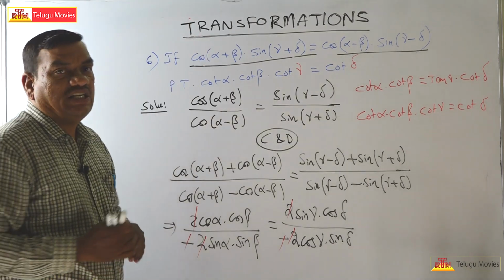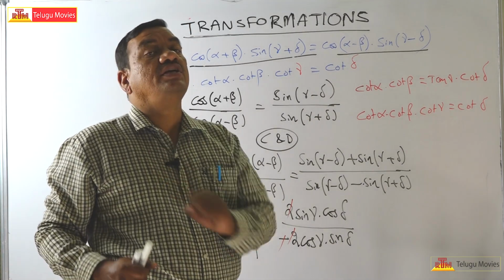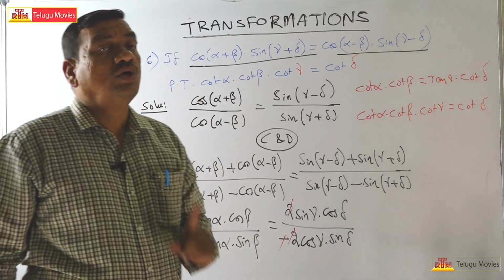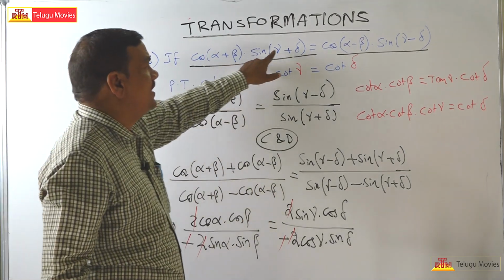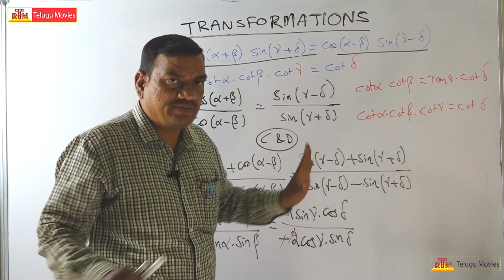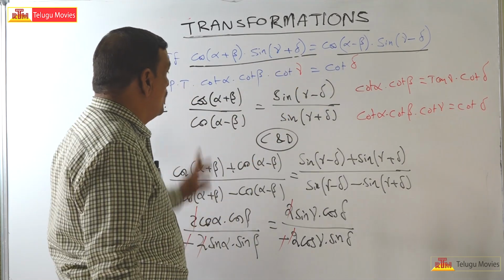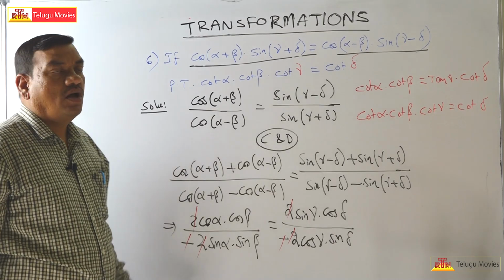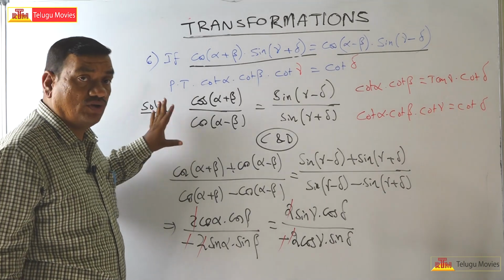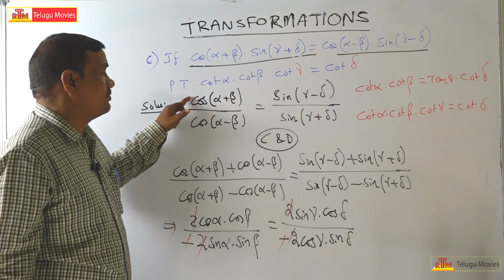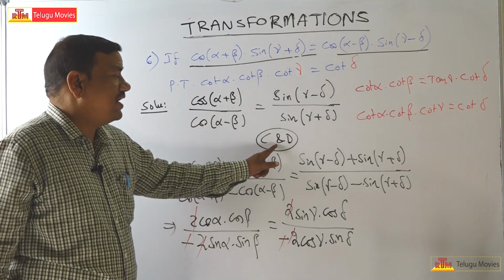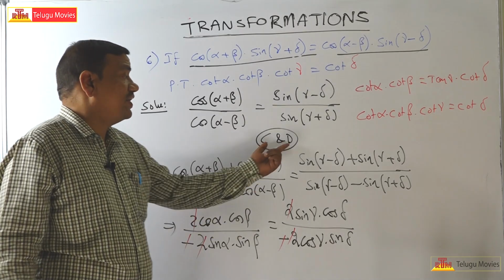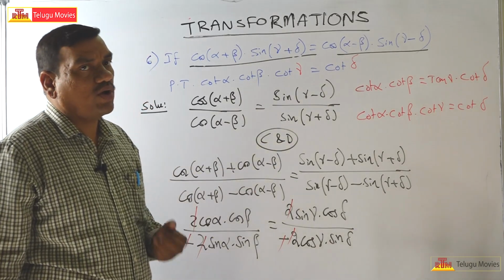Why I am explaining this problem is, the first thing you have to remember is, don't expand cos of a plus b, sin of a plus b. Don't expand. The first thing is that you have to get an idea like this. After knowing this, here also don't expand cos of a plus b, cos of a minus b. Now you have to get componendo and dividendo. If you get that idea, componendo and dividendo, the problem is over.